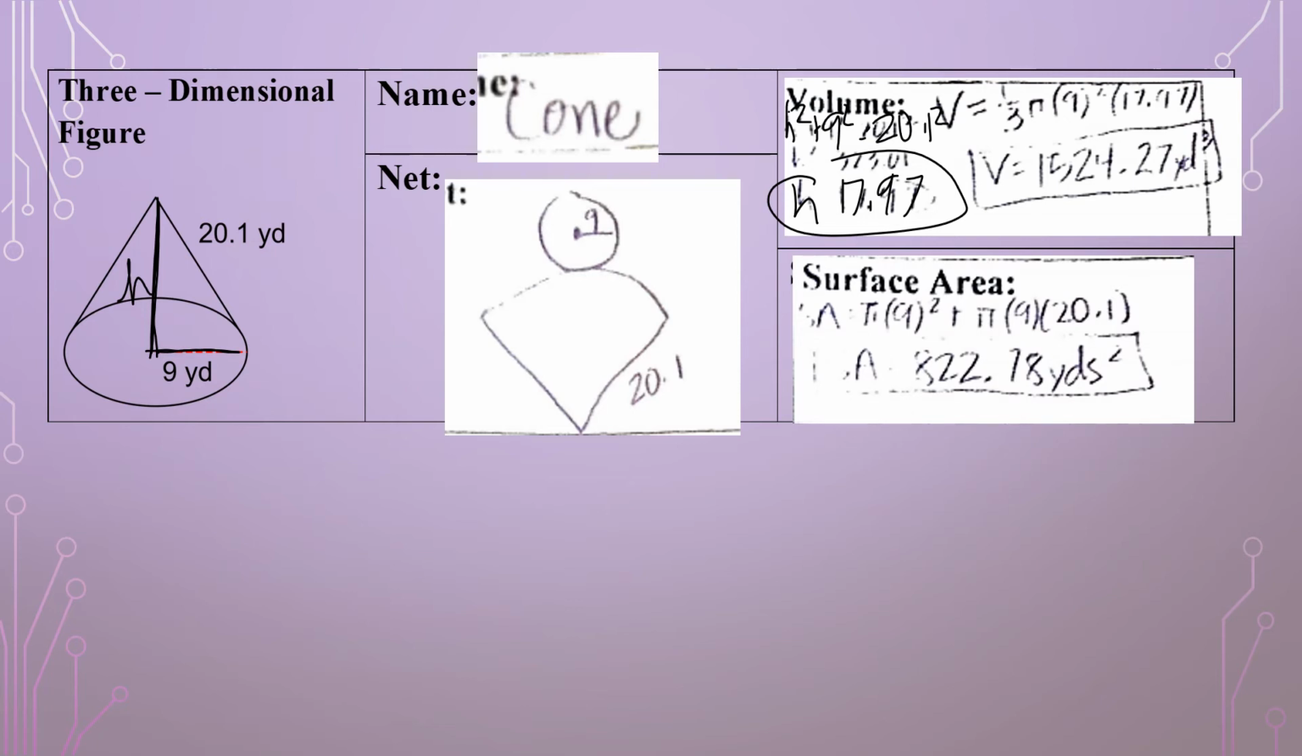For the surface area, again, you're just plugging in the radius and the slant height that they give you, the L. So you get 822.78 yards squared.